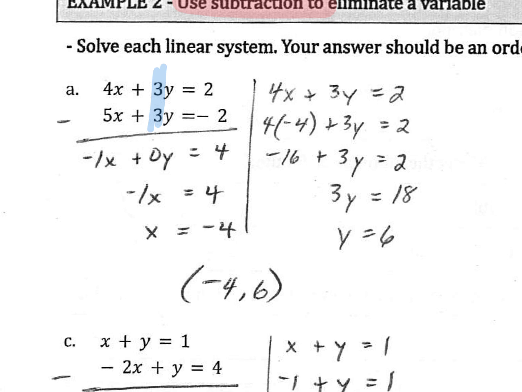These 3's match, but they're both positive 3's. So we need to ask ourselves, would I do 3 minus 3 to get 0 or 3 plus 3 to get 0? Three minus 3 or 3 plus 3? Hopefully you agree that 3 minus 3 equals 0. What that means is if we're going to subtract our y column, we also need to subtract our x column and the column with our constants, the 2 and the negative 2.